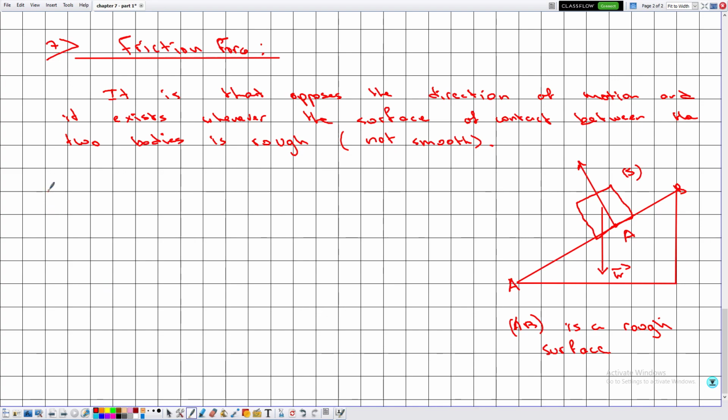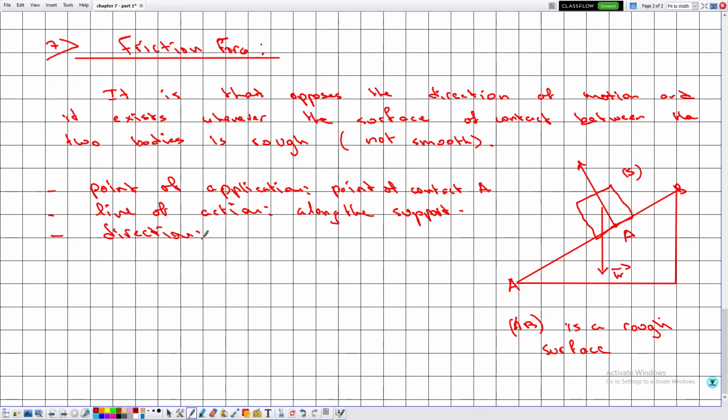So let's start by listing the properties of the force of friction. The point of application is the point of contact A, because the rough surface is between the solid S and the rough surface AB, and they have a point of contact A. The line of action is, let's say, along the support, and the direction opposing the direction of motion, and we will discuss the magnitude now.